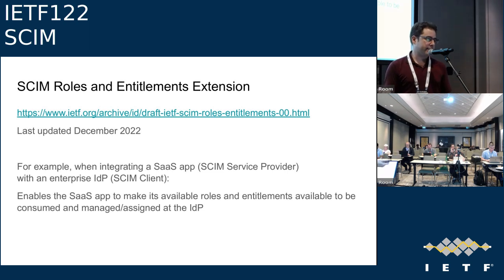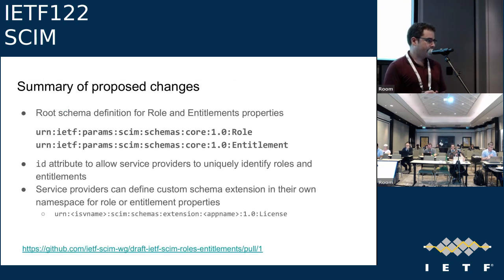Okta has actually now implemented this draft, and in doing so, has discovered a couple of things that need some slight tweaks to make it actually work well. So we wanted to propose these changes to this draft as a complete working system. A couple of things to define are the root schema definitions for a role and an entitlement, an ID attribute on the actual roles and entitlements objects that get synced back and forth, and then the ability for the service provider to define their own extensions and namespace for these roles and entitlements.